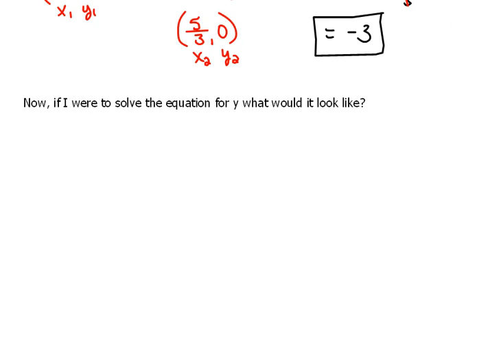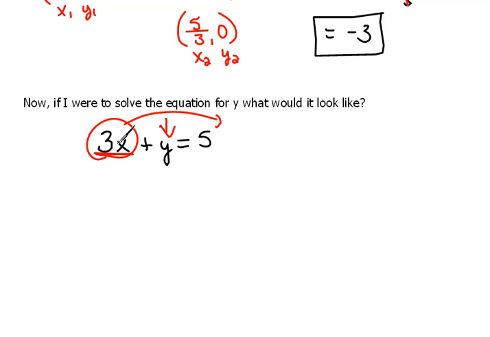Let's take that exact same equation, 3x plus y equals 5, and let's solve it for y. Now, when I say solve it for y, that means I want to get y alone. So I need to remove this 3x, and I want to move it over to the other side. Well, the opposite of a positive 3x would be a negative 3x, so I'm going to do that to both sides. So now we have y equals 5 minus 3x.